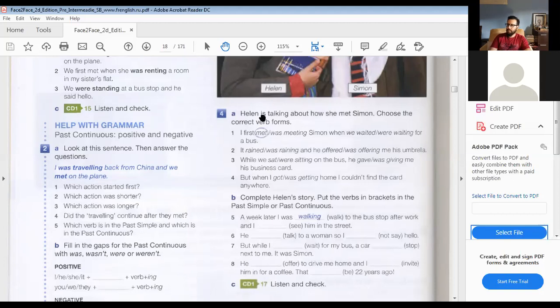Okay, let me explain the question for you. So here, Malak, the idea is we need to choose one of them, of course. I first was meeting Simon. The first one is answered, of course. You don't have to read the other option. Okay. We're waiting for a bus. The first, number 2. I will try number 2. All right. Take your time.